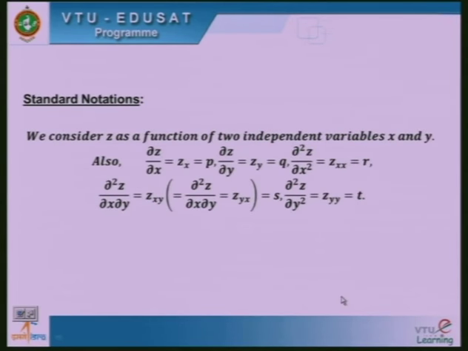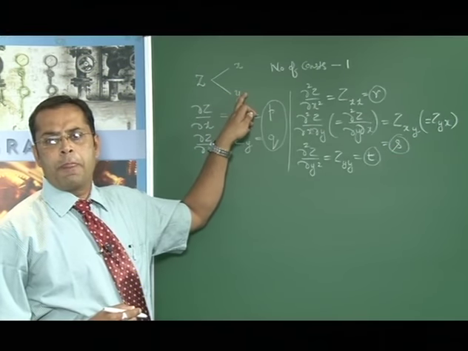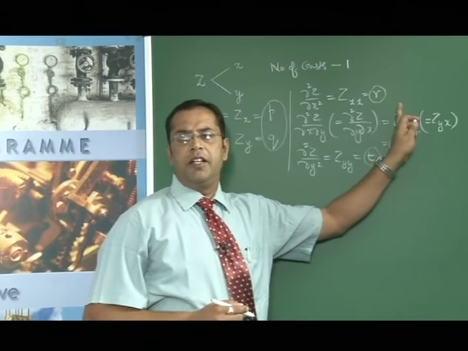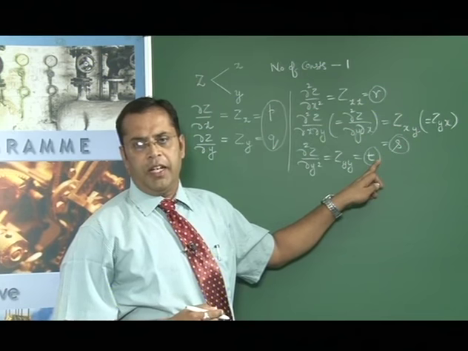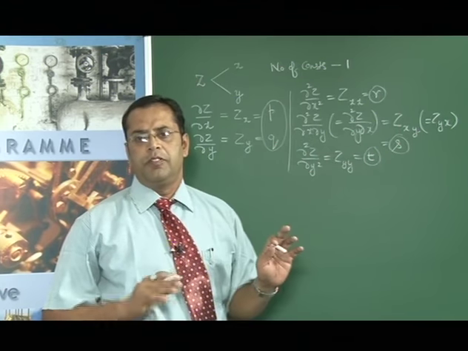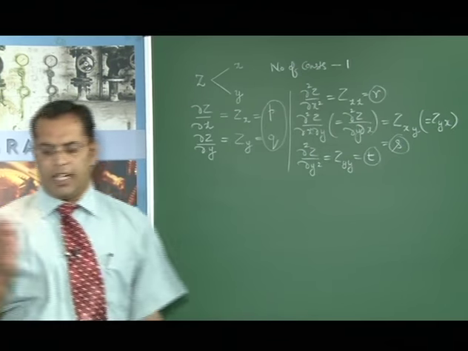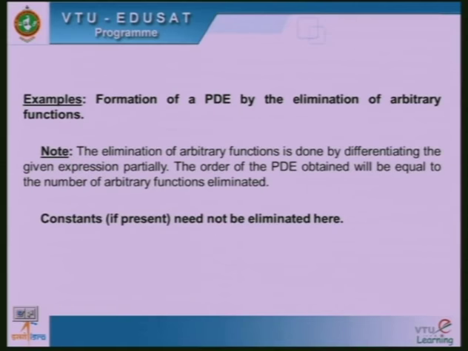Now, these notations are described in the board here. We take z as a function of x and y, dou z by dou x is p, dou z by dou y is q, then you have the second order partial derivatives r, s and t. Let me remind you again, first order PDE invariably contains both p and q, whereas a second order PDE can contain one or more of the partial derivatives r, s and t. Let us go to some examples. Formation of a PDE by the elimination of arbitrary functions in a given relation.